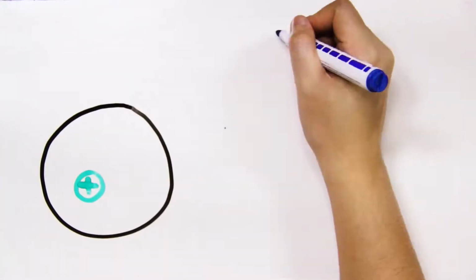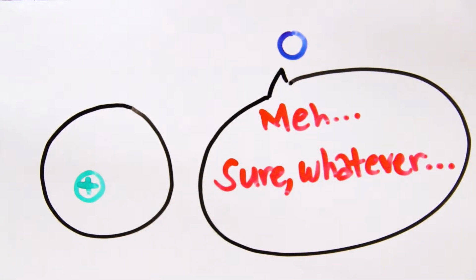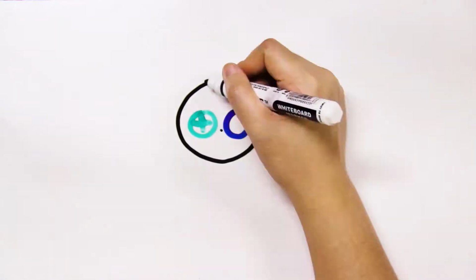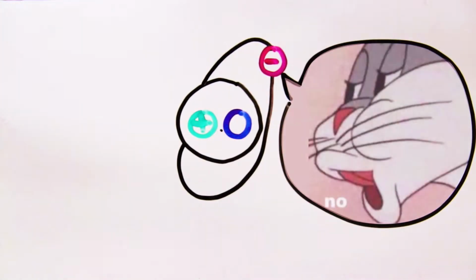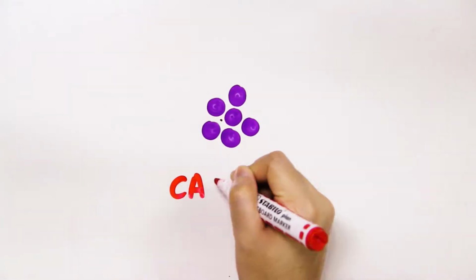So this is how it all went down. Proton was like, hey buddy, let's join together. And neutron was like, meh, sure, whatever. Together they formed the nucleus. And the electron, being negative as always, was like, no. And with that, the electron began orbiting the nucleus. And after all of that, the atom was born, and it is the smallest particle in which you can divide the element and still be made of the same substance.